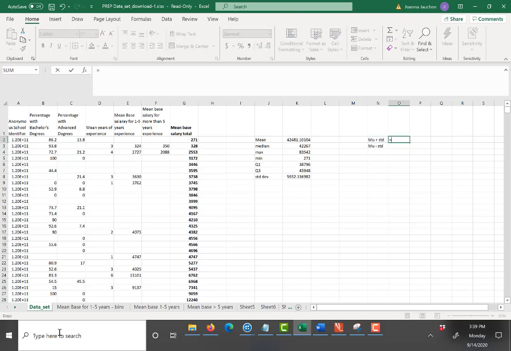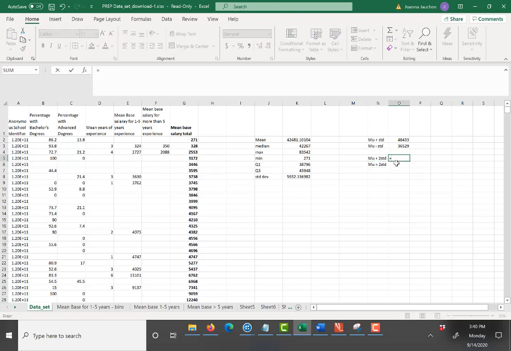So I do equal, and then 42481, I'll just round these, plus the standard deviation, 5952. And this is equal to, 42481 minus 5952. You can do this with cell references if you want to. I'm trying to keep this a little bit simple. So what this means is, since I just subtracted one standard deviation, it means that 68% of the data is between these two values. I'm going to do these calculations next: mu plus 2 standard deviations, mu minus 2 standard deviations.